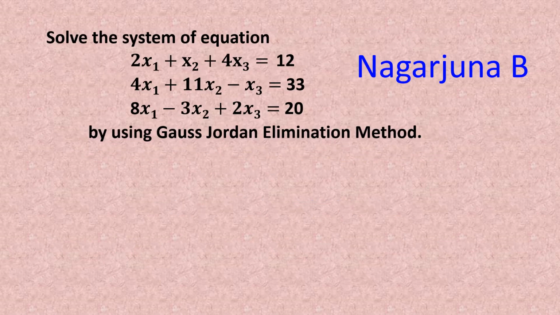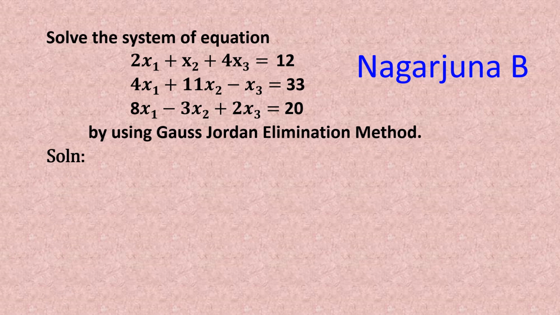Solve the system of equations 2x1 plus x2 plus 4x3 equal to 12, 4x1 plus 11x2 minus x3 equal to 33, 8x1 minus 3x2 plus 2x3 equal to 20 by using the Gauss-Jordan elimination method. So they have given 3 equations and 3 unknowns.